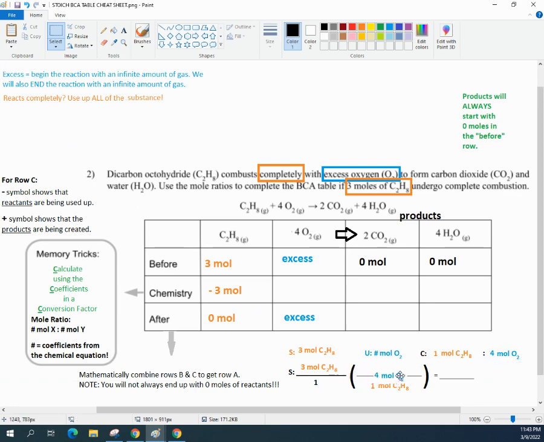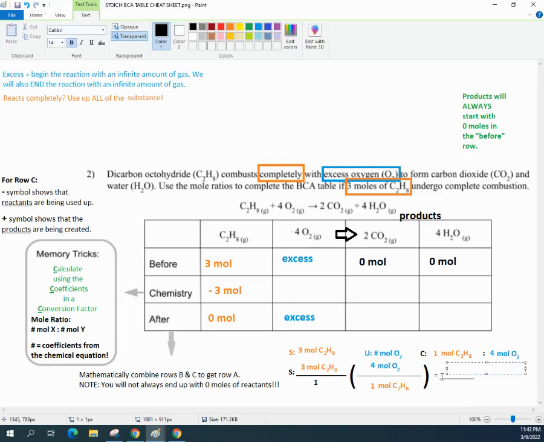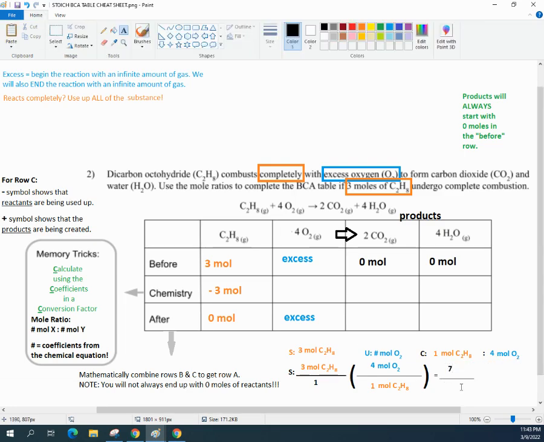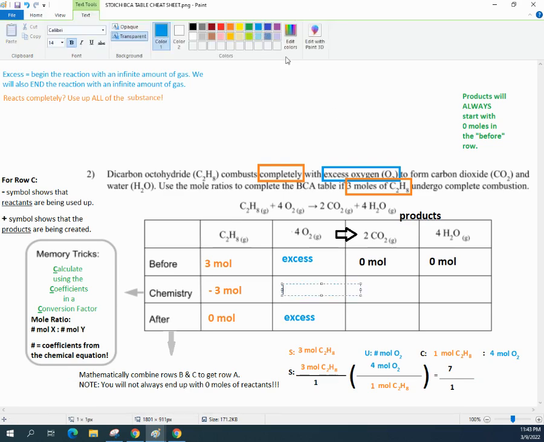So that means we're going to put 4 moles of oxygen on top, multiply across the top and across the bottom, and then divide the top and bottom. This is nice and simple. So we end up with 7 over 1. 7 divided by 1 is obviously 7. So our final answer for this would then be 7 moles of O2.